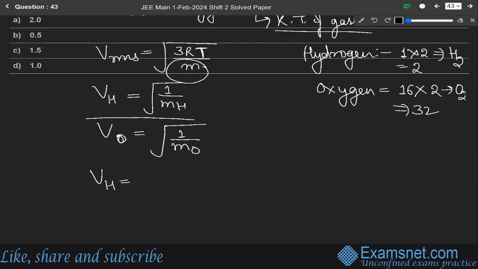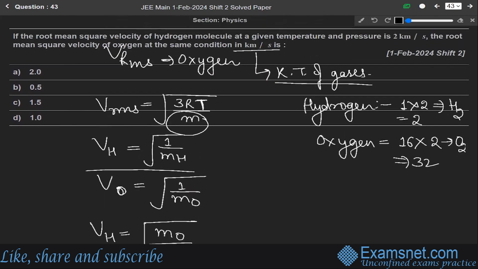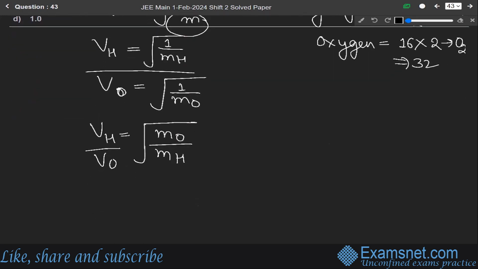So V_H over V naught equals under root of M of oxygen over M of hydrogen. Since the root mean square velocity of hydrogen is given as 2 km per second, we have to find the root mean square velocity for oxygen. So it will be equal to root of 32 over 2.